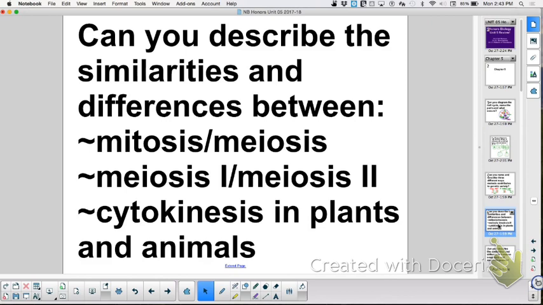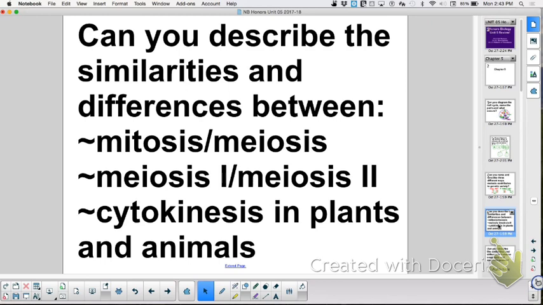Can you tell the difference between cytokinesis in plants and animals? What's something animals have? We already mentioned it once, something that animals have. Animal cells. Centrioles. Whereas plants have cell walls. Whereas animal cells do a cleavage furrow. Plant cells will build cell walls. All right, we good on that one?